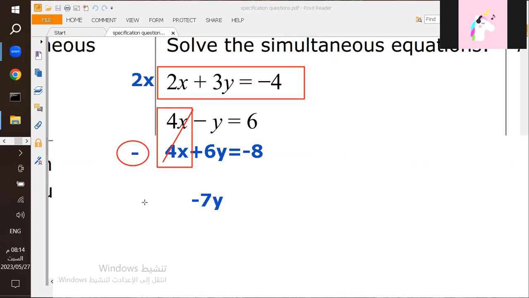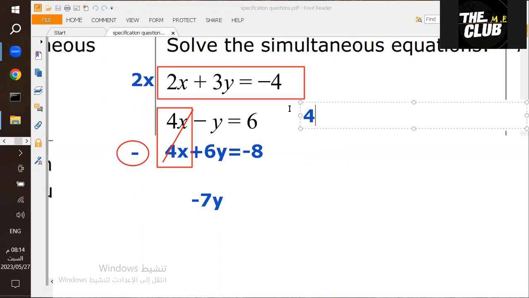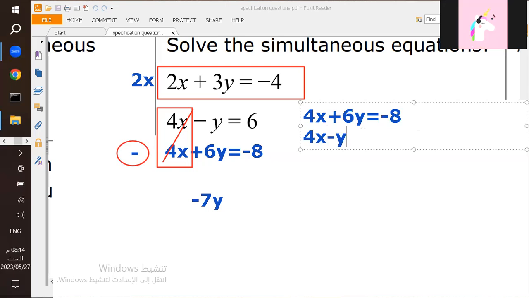Why can't we put the new equation you wrote on top? Yes, let's do this. Let's do the second equation. So it's going to be 4x plus 6y equals negative 8. What's the second one? 4x minus y equals 6. You can do that too, right? Yes, let's do this.